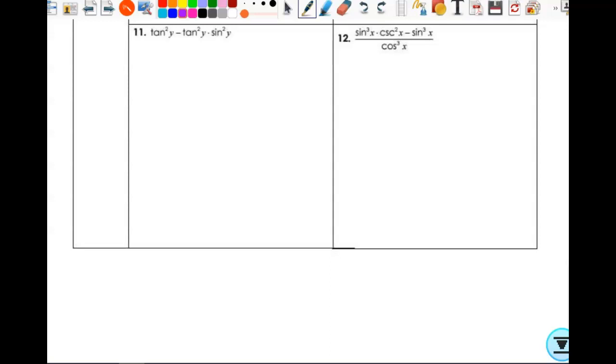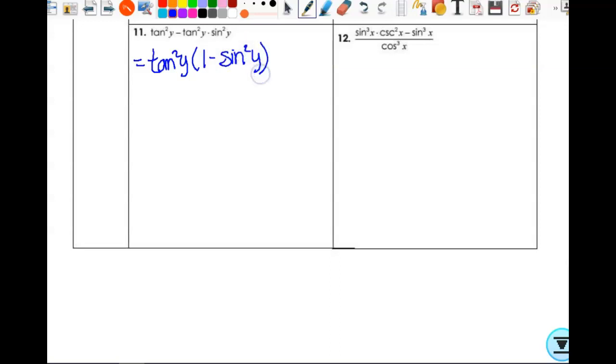GCF, yeah, I have a GCF, right? I have 2 terms, I have a GCF. The majority of the time, if you have a GCF, that is what you want to take care of first, because that'll help you in some way. All right, so if I factor out my tangent squared y, that leaves me with 1 minus sine squared y.